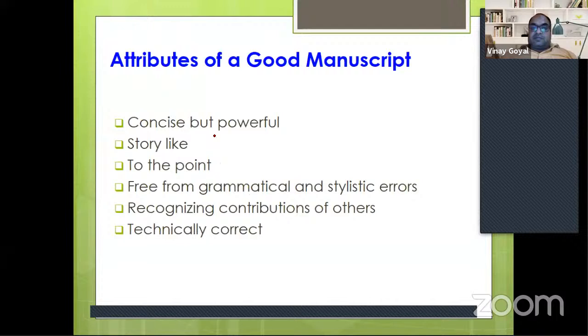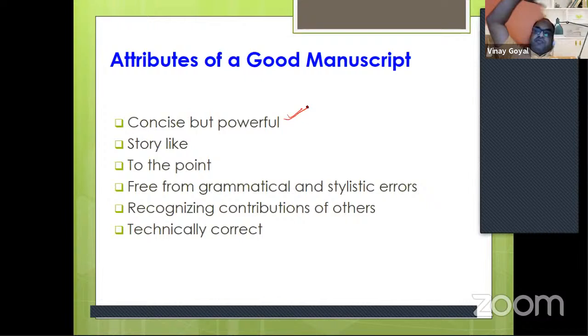What are the attributes of a good manuscript? Your paper has to be concise but powerful. Now there are journals which set a limit on words. Most journals will say that your paper should be between 5,000 to 8,000 words. Some of the accounting journals are very long. They go up to 30, 40, 50 pages also.